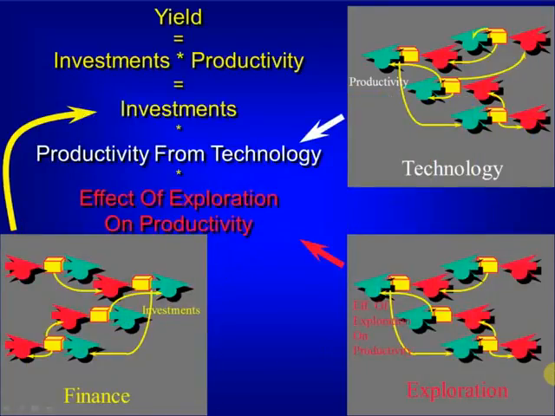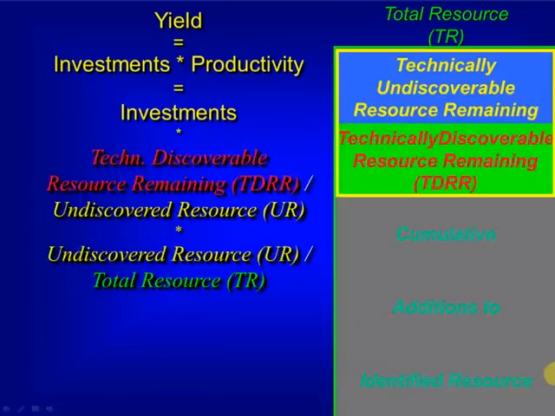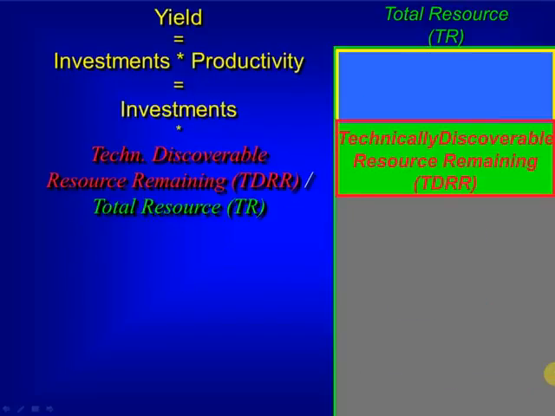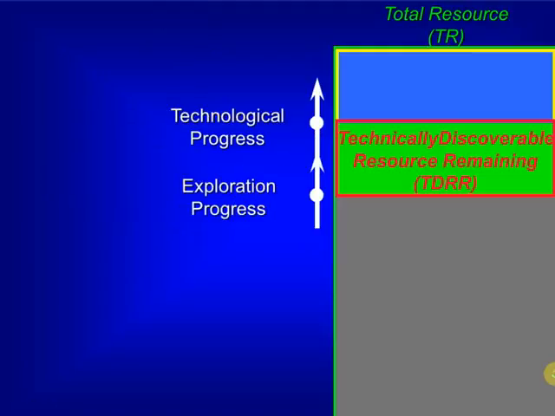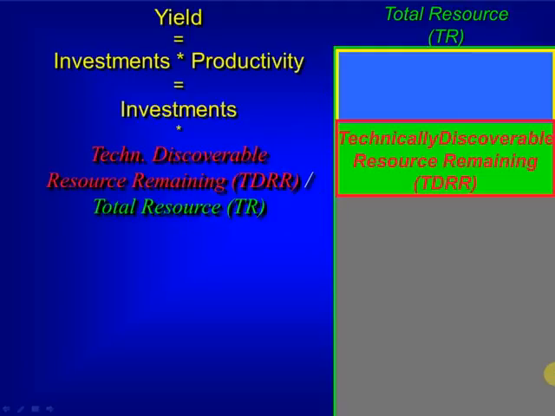So in other words, if you look at now this relationship that we talked about, the yield, it is determined by the investment multiplied by those two productivity determining factors. And you see that undiscovered resource, you divide by undiscovered resource in one of them, and you multiply in the other one, so we can eliminate undiscovered resource. And what you have is the technically discoverable resource remaining compared to the entire resource that we were working with. In other words, what fraction is discoverable right now?